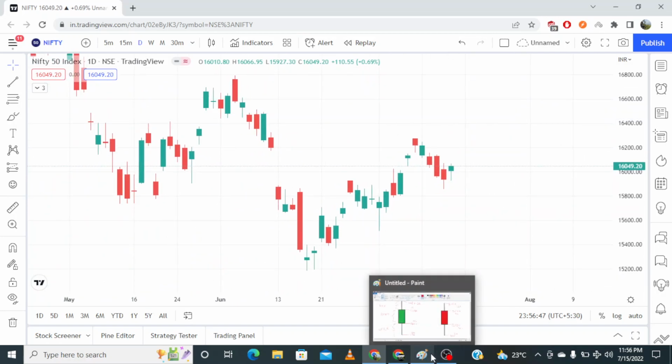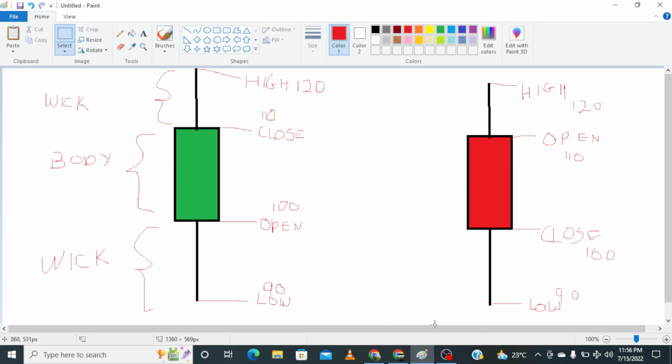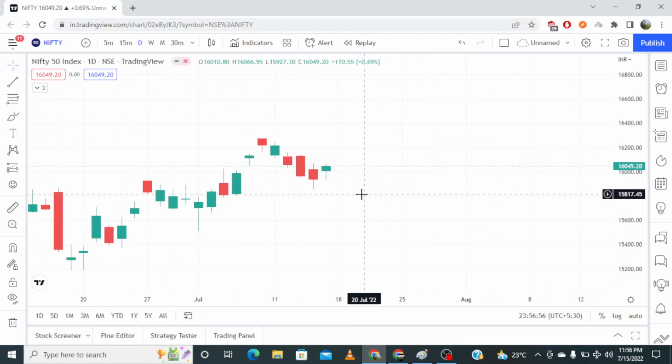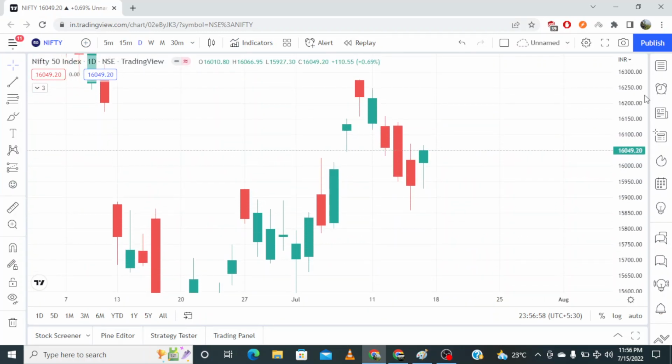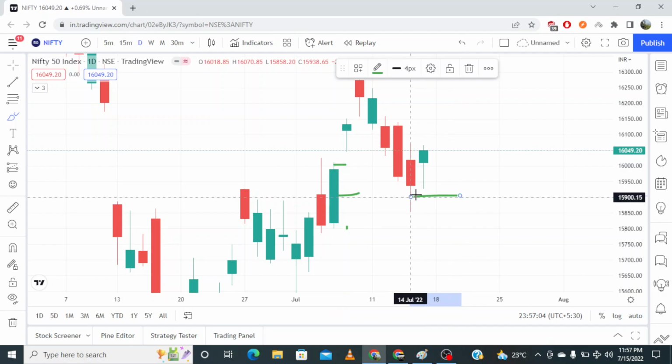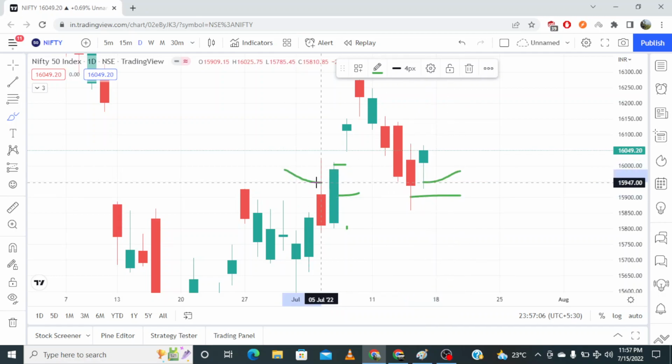Okay, now let's get back to the types of candlesticks. I mean, if you see here, all candlesticks are not the same, right? Some have a big body, some have a big wick, like this has a big body and small wicks, but this has a bigger wick, this has a big wick, this has a big wick, and this has such a small body, like this candle is such a small body.